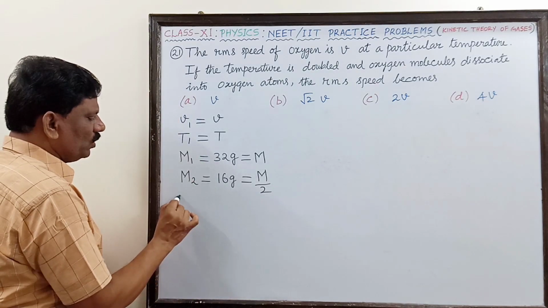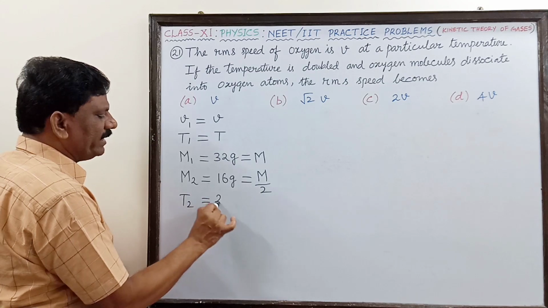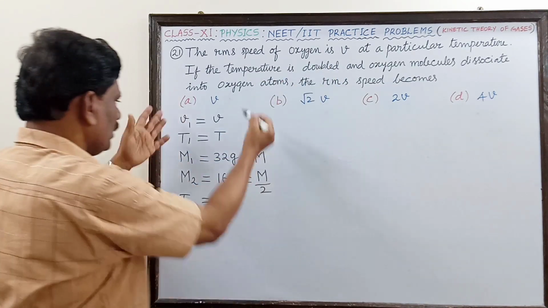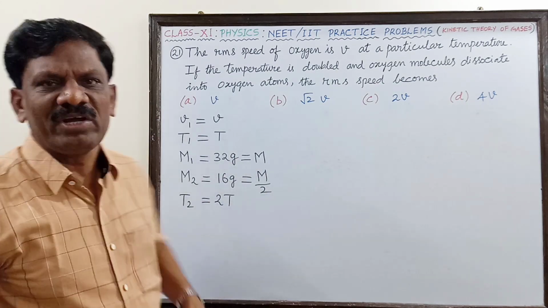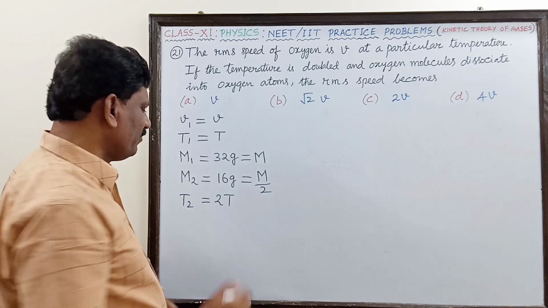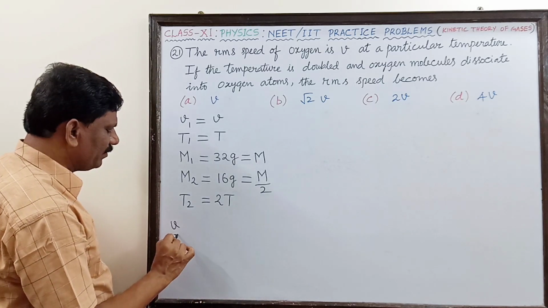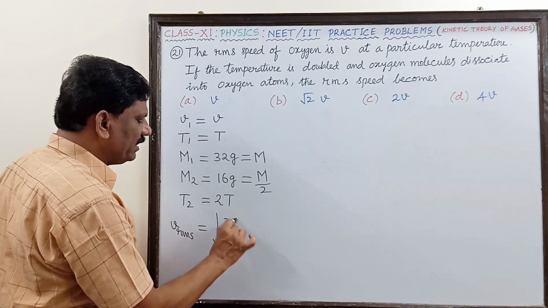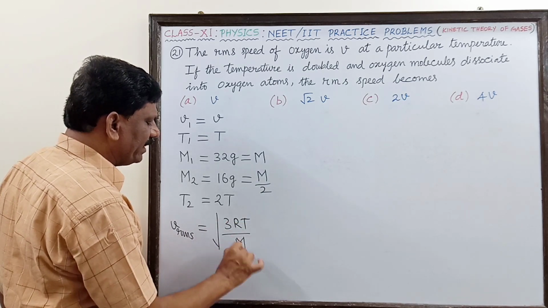Next, T2. T2 is twice the temperature. They have given the temperature is doubled. So all these informations are for your understanding. Then it is very simple. Our regular equation for VRMS, what is the regular expression we are using? Square root of 3 RT by M.